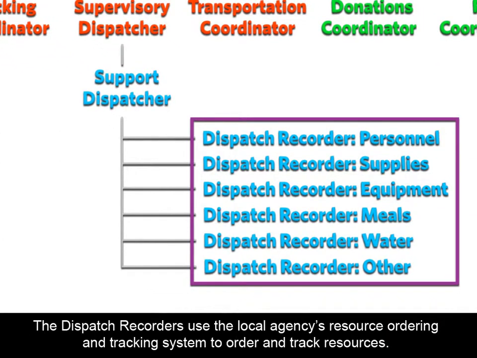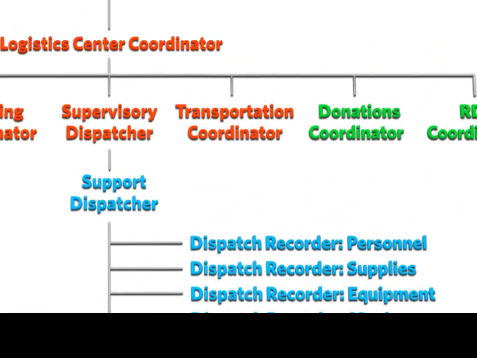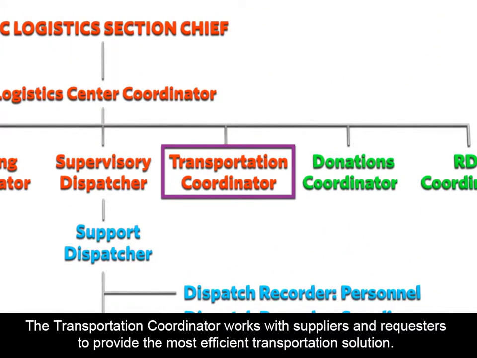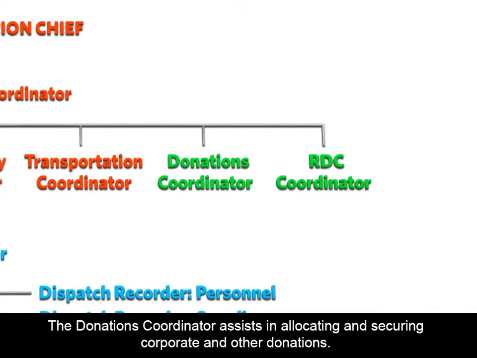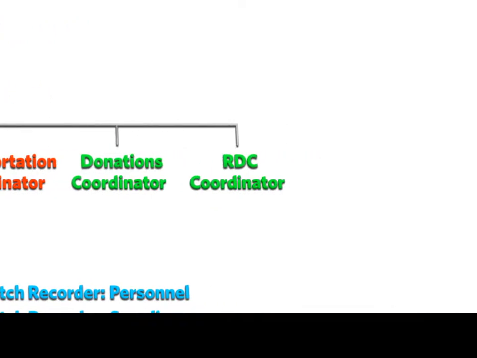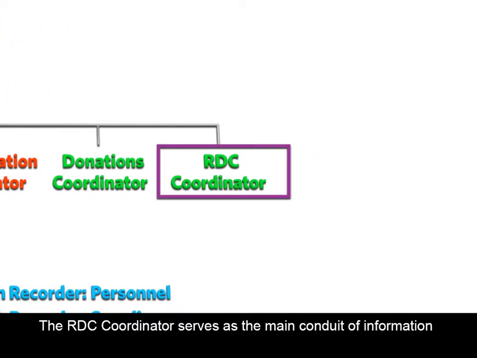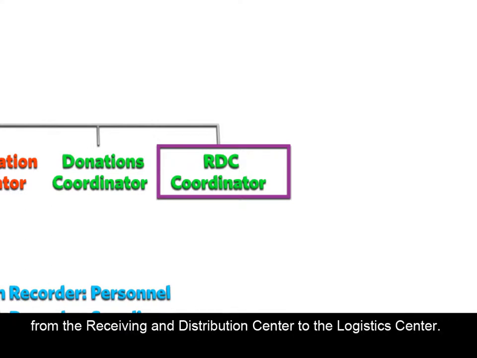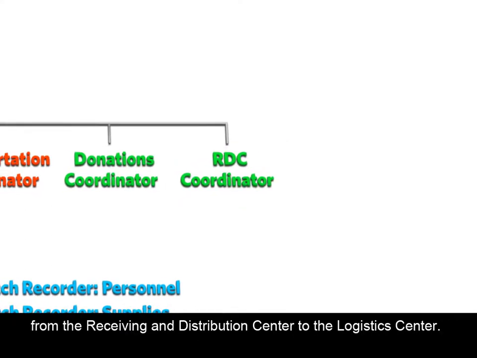The dispatch recorders use the local agency's resource ordering and tracking system to order and track resources. The Transportation Coordinator works with suppliers and requesters to provide the most efficient transportation solution. The Donations Coordinator assists in allocating and securing corporate and other donations. The RDC Coordinator serves as the main conduit of information from the Receiving and Distribution Center to the Logistics Center.